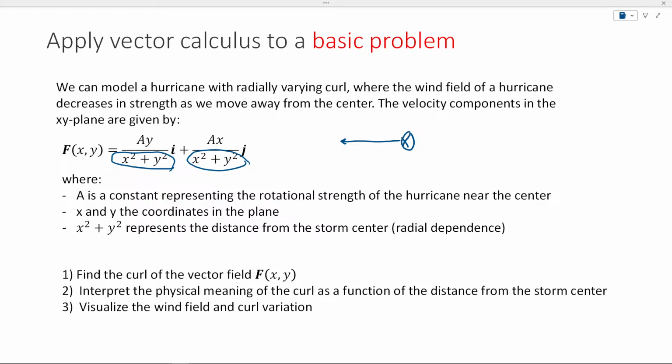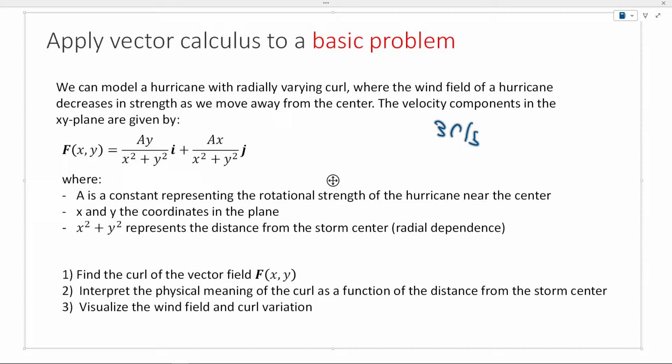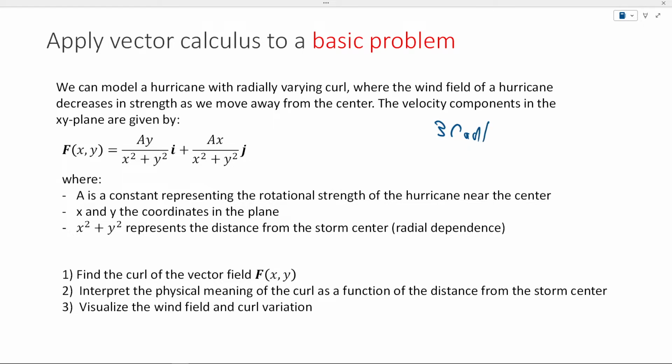So let me just walk you through this equation. This is an actual equation you can use. A is a constant representing the rotational strength of the hurricane near the center. So basically this tells you the strength of the hurricane, let's say 3 radians per second or whatever. That tells you about the strength of the hurricane.